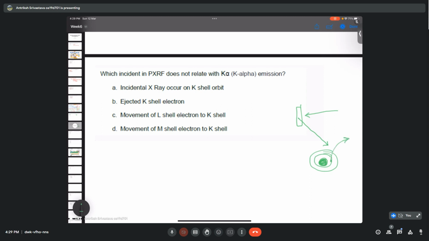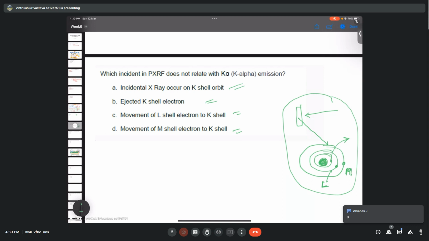And when it gets removed, then two things can happen. Either the electron from the L shell orbit will come to the K, or the electron from the M shell orbit will come to the K. And in one of these cases, K alpha emission occurs. So what do you think will be the answer of this? And the corresponding X-ray generated from this electron movement from the higher orbit to the lower orbit is the secondary X-ray. That is what is detected by the detector. So which step among these written here is not involved in the K alpha emission?